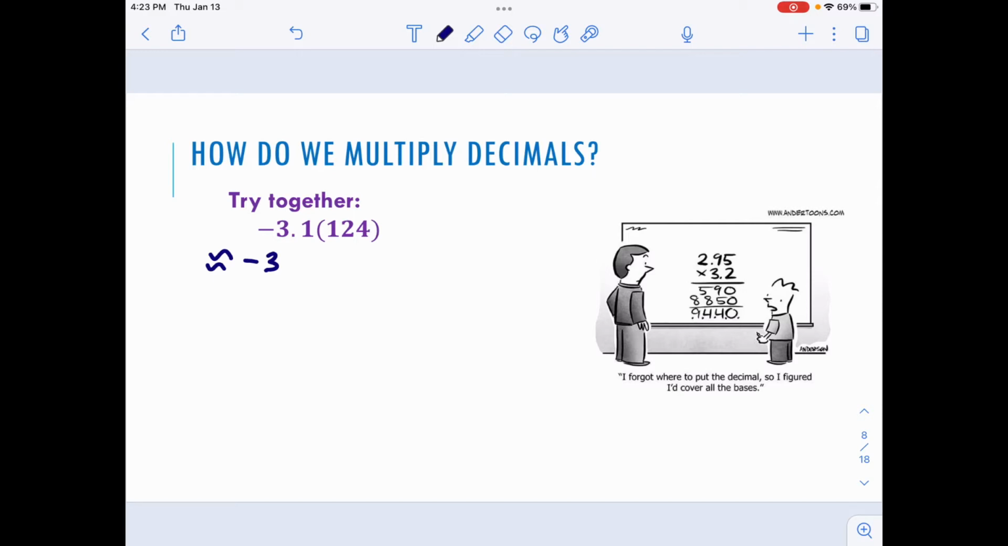124, now we can round that to a lot of different things. I can say 100, I'm going to go with 120. And the reason I did 120 is because it is very close to 124, and I feel very comfortable multiplying by anything that ends in a 0. So this should be about equal to -360. So going into the problem, I know my answer should be somewhere around -360.